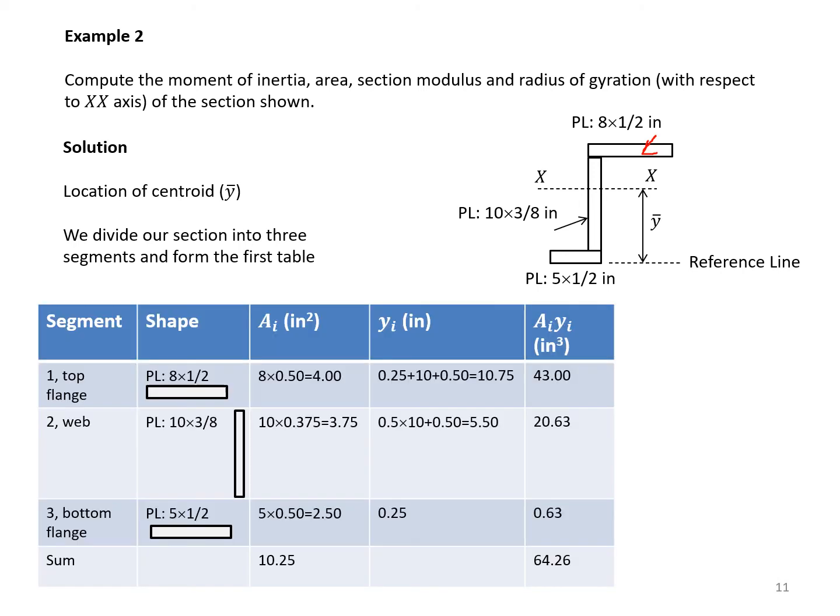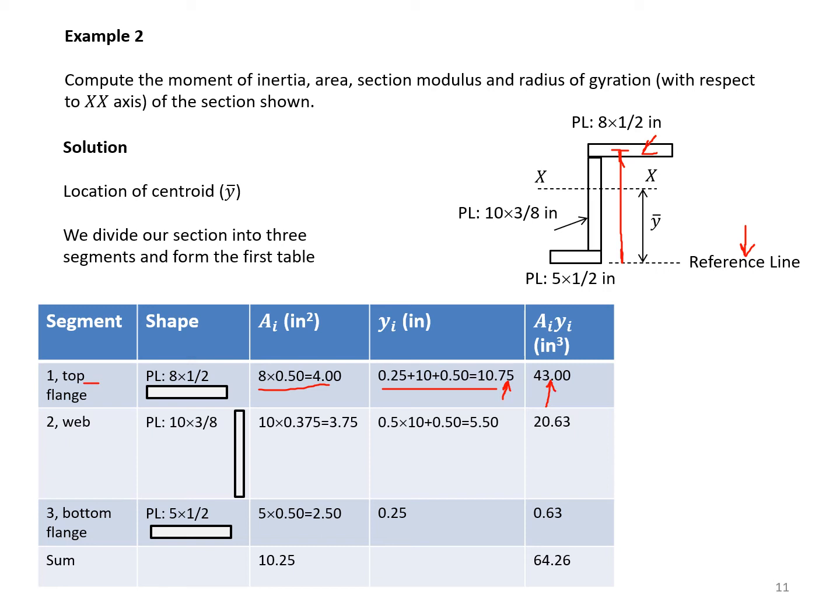So we put our first table together, again as before: the top flange, flat plate, area, location to the reference line, which is here. So you get the center of this bar all the way to this place. So you get half of the thickness of the top plate, the entire depth of the web, and the thickness of the bottom flange. So you get 10.75, and you get a static moment 43.